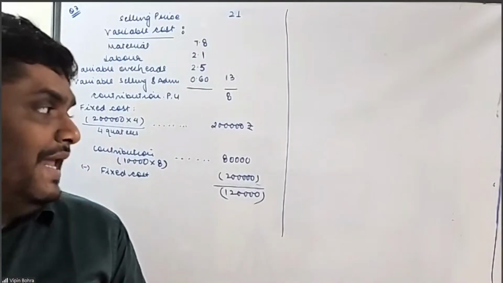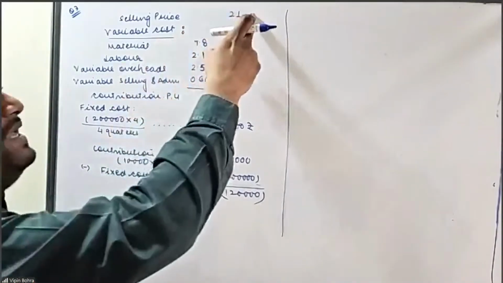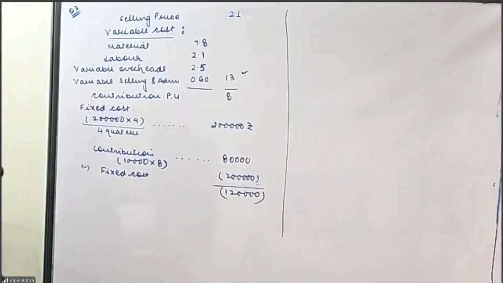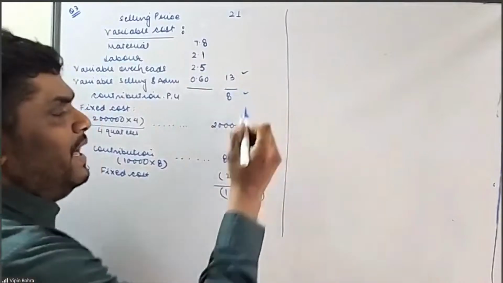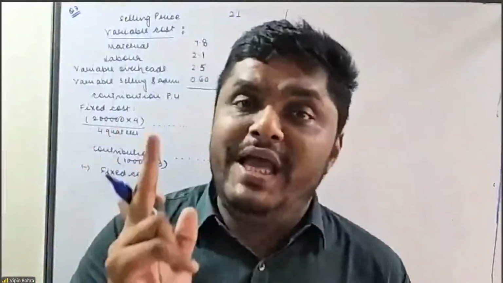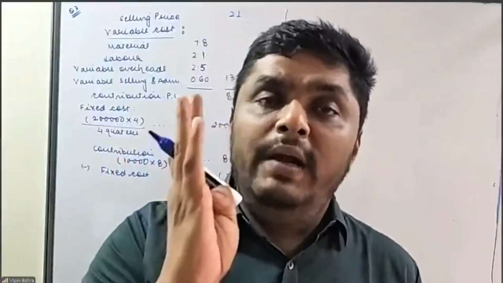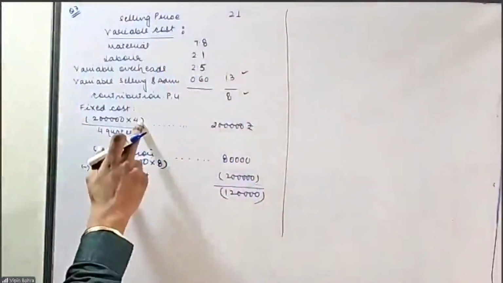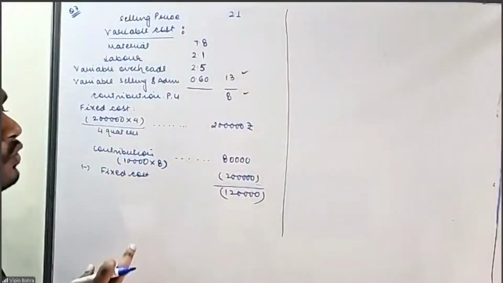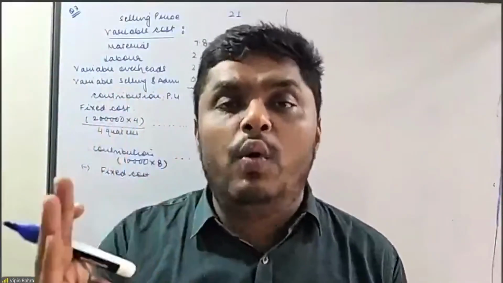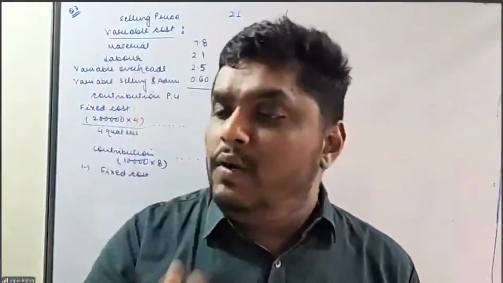How is this loss calculated? Very simple. The selling price is given, the variable cost per unit is given. So the total variable cost will be rupees 13. So my contribution will be how much? Rupees 8. The fixed cost is how much? Total 2 lakh units we are manufacturing throughout the year, and per unit fixed overheads are rupees 4. So the total overheads will be 8 lakh for the year. In a year, there are total 4 quarters. So very simple, per quarter fixed cost will be rupees 2 lakh.